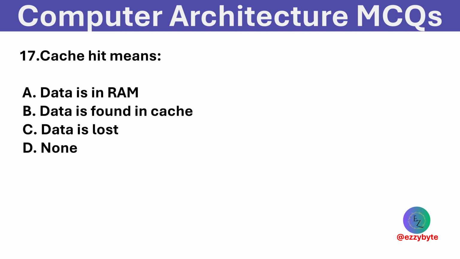Cache hit means. Options are data is in RAM, data is found in cache, data is lost, and none. Option B is correct. A cache hit means the required data was found in cache.